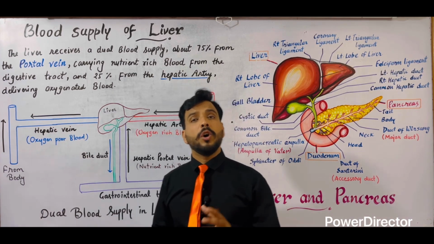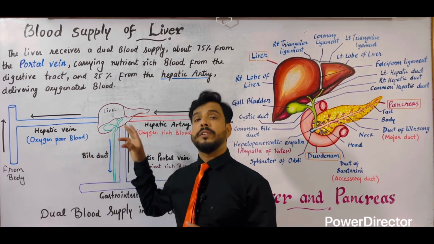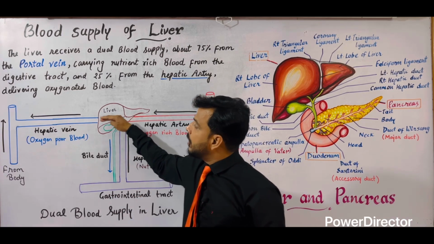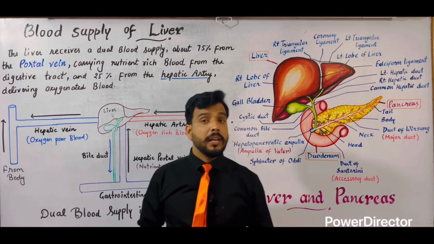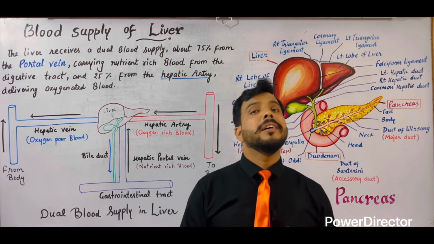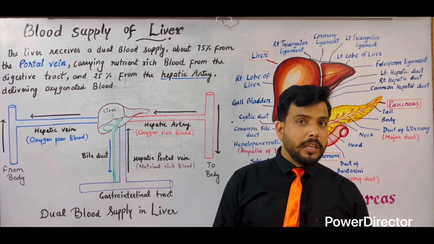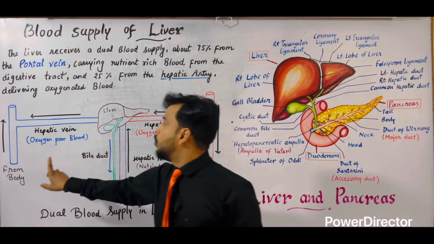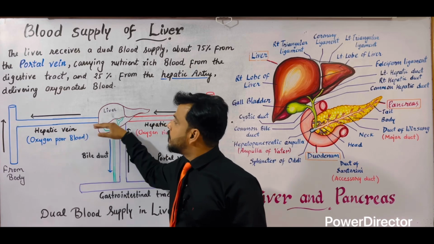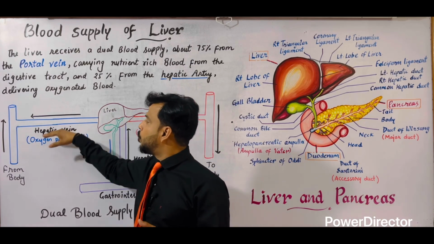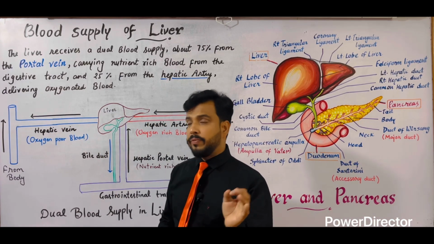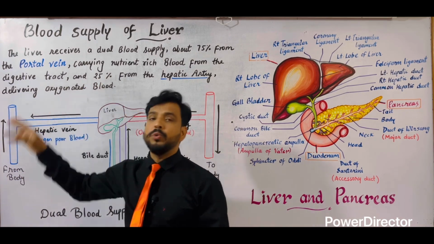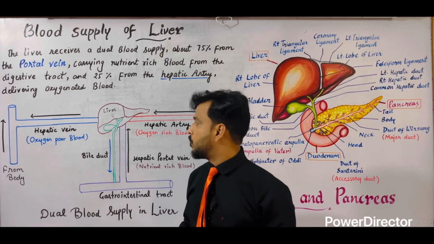Another thing, this is the hepatic vein. The impure blood of the liver, or you can say oxygen-poor blood from the liver, enters into the hepatic vein, and this hepatic vein is attached to the inferior vena cava. As we know, the inferior vena cava carries impure blood from the lower parts of the body towards the heart. When it is going towards the heart, it receives impure blood from the liver through the hepatic vein. So the hepatic vein carries the impure blood to the inferior vena cava, which further moves towards the heart for purification.